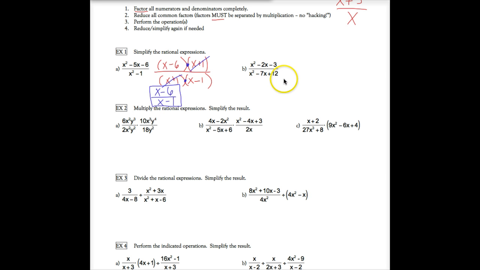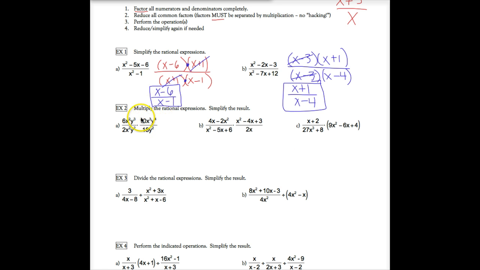All right, I'd like for you to go ahead and try B and see what you can come up with. So pause it for a second, try it, see if you can do this problem because it's going to get a little more complicated after this. All right, so hopefully you factored the top into x minus 3 times x plus 1, and the bottom factored into x minus 3 times x minus 4, and then hopefully you canceled those x minus 3's. Final answer, x plus 1 over x minus 4.